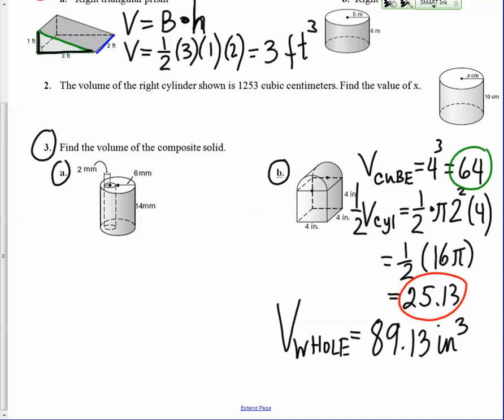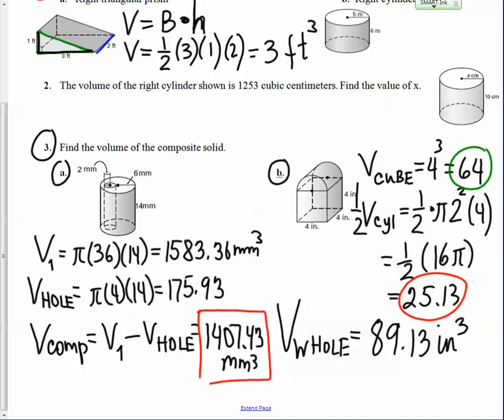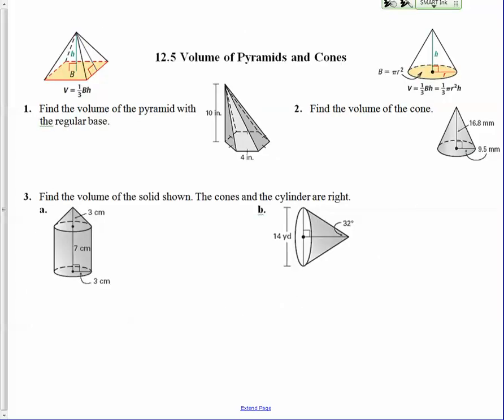Guys, do 3A. There is nothing difficult. You have the big cylinder, calculate its volume, then calculate the volume of the small cylinder, and just subtract. Let's pause and then check. Okay, here I solved it, 3A. My answer is 1004 millimeters cubed.